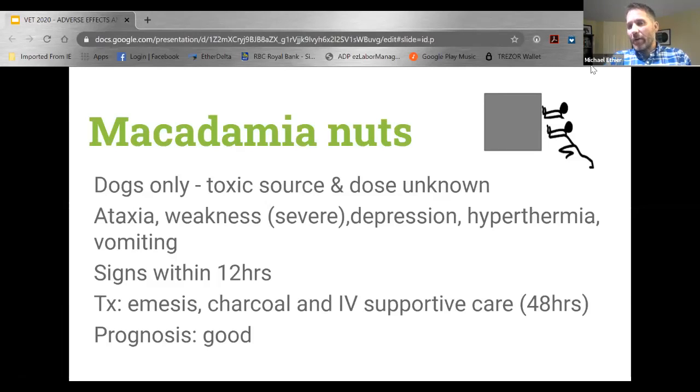The prognosis is very good in these patients, although they can look quite neurological and sedate. They just need to be supported, and within that 2 to 3 day window, they'll be back on their own. Next slide.